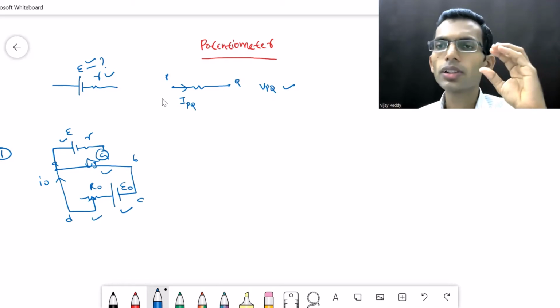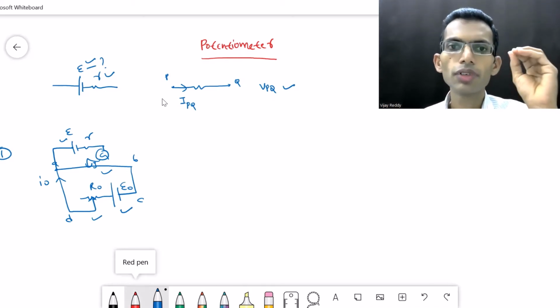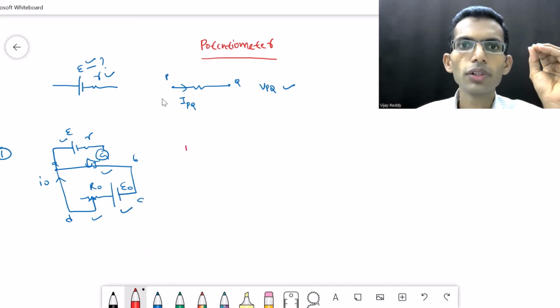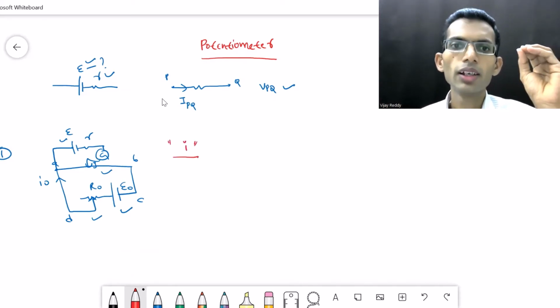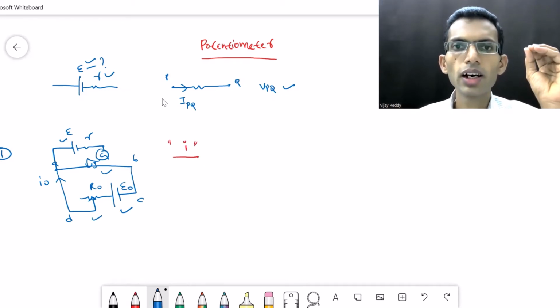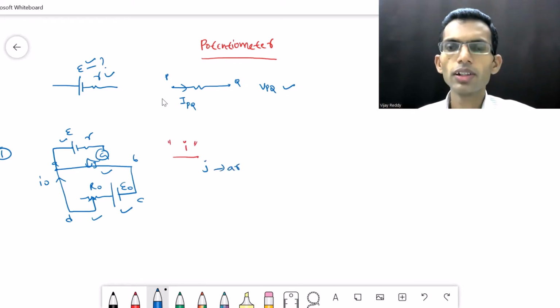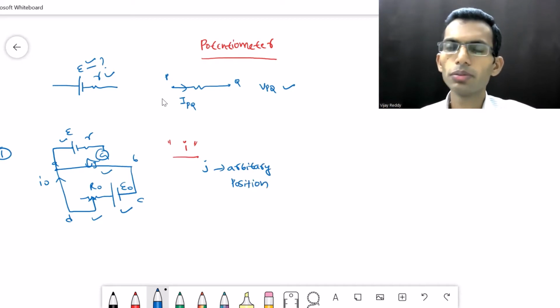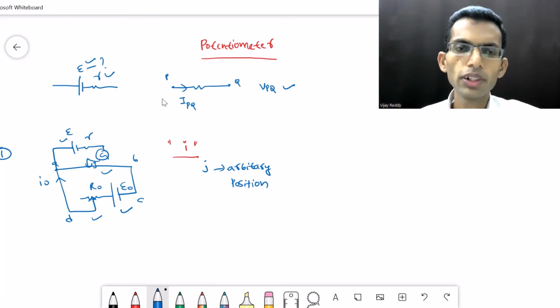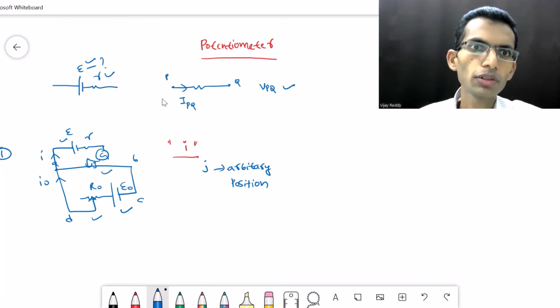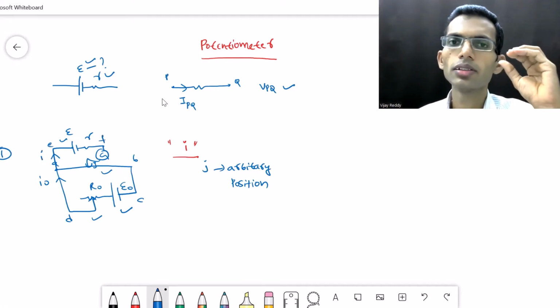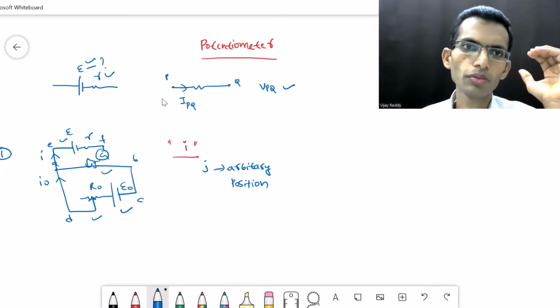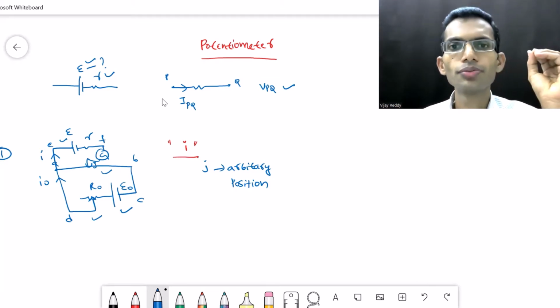First of all, we are going to obtain the expression for current flowing through the cell or galvanometer. Let us say the moving contact J is at an arbitrary position. Arbitrary position means it can take any value. So when it is at arbitrary position, let us say I is the current flowing through the sub-circuit AEFJA in clockwise direction.